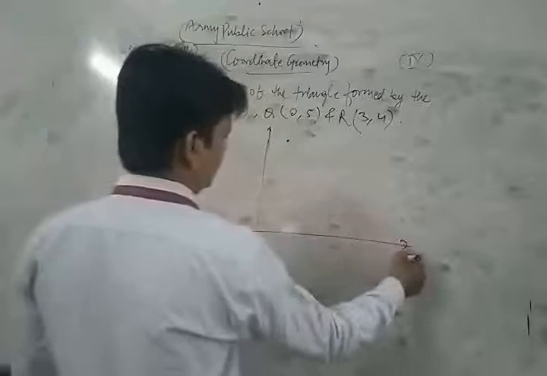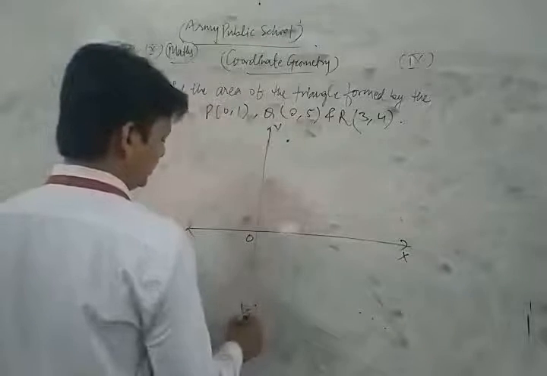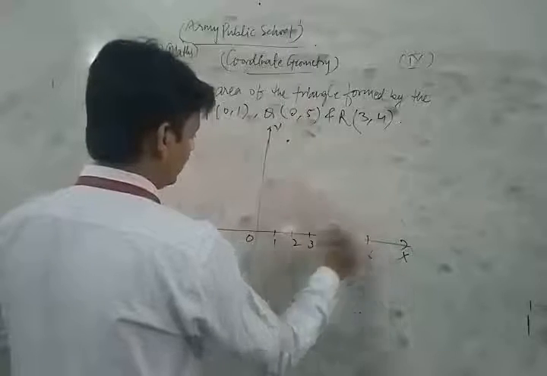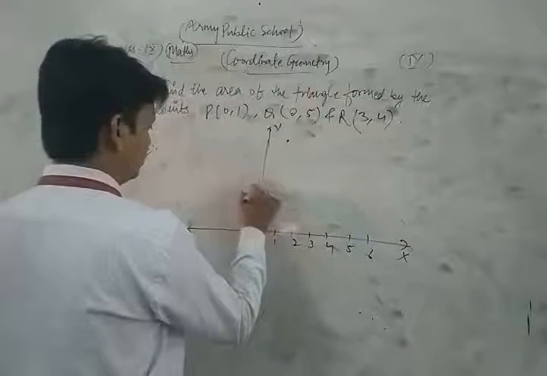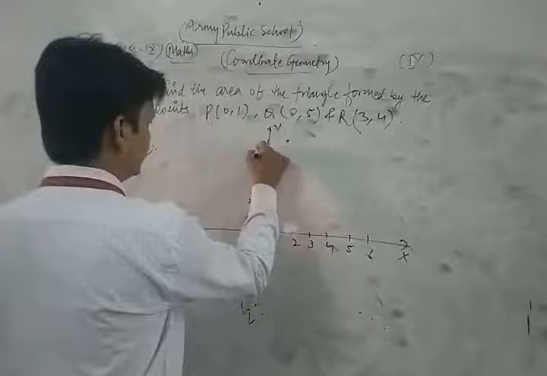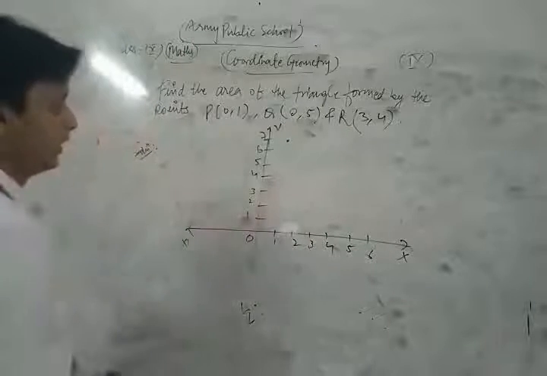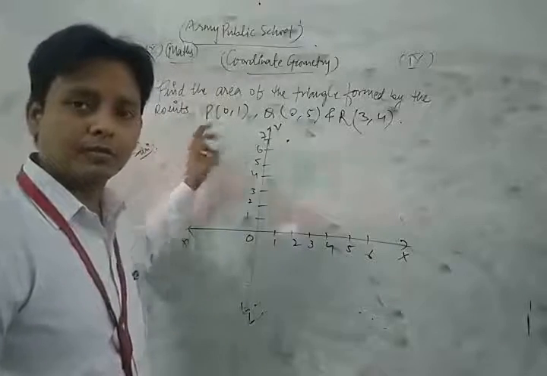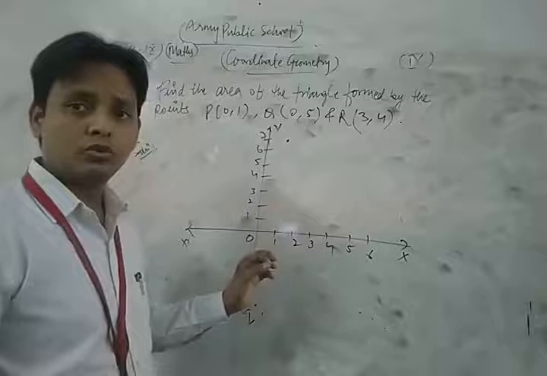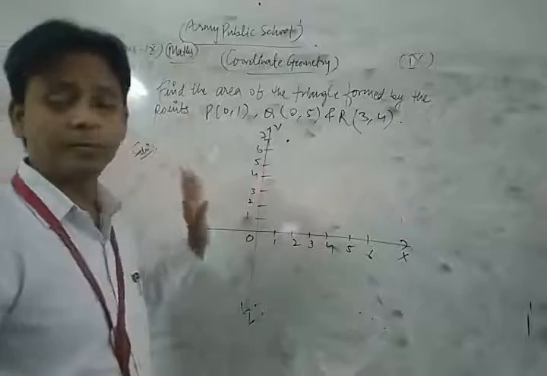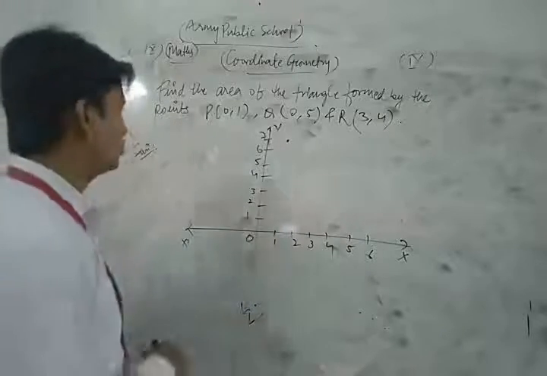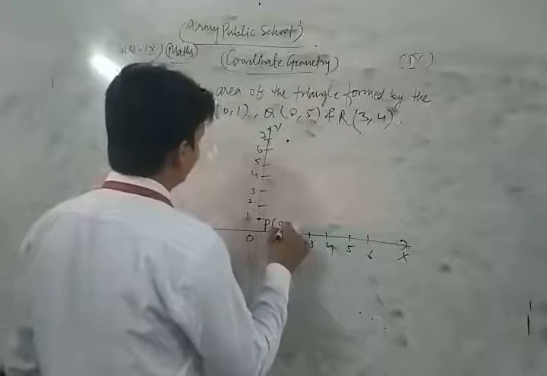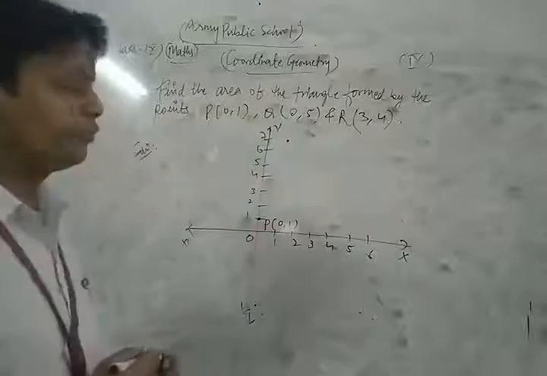X dash O, this is X, Y O, this is Y dash. So this is 1 2 3 4 5 6, 1 2 3 4 5 6 7. Okay, now let's see. Here the first point P is (0, 1). Here the abscissa is 0. So the point lies on the y-axis. So (0, 1) lies at that point here. Suppose that point P is here. This is (0, 1).